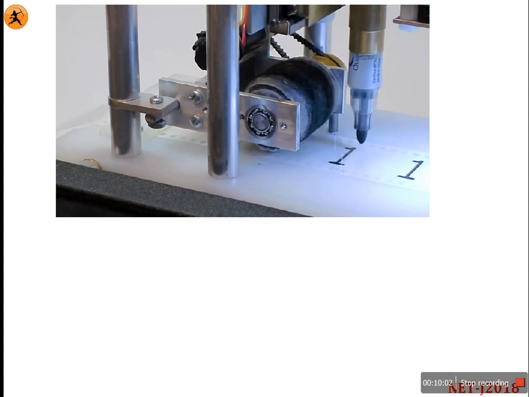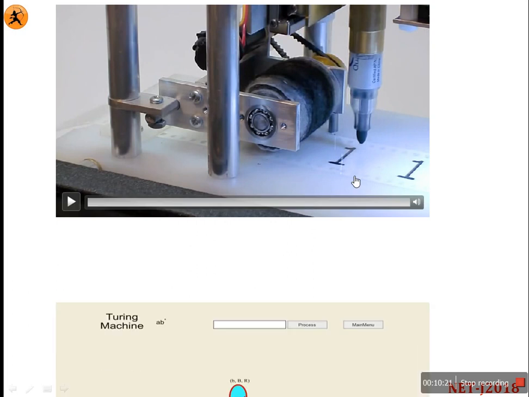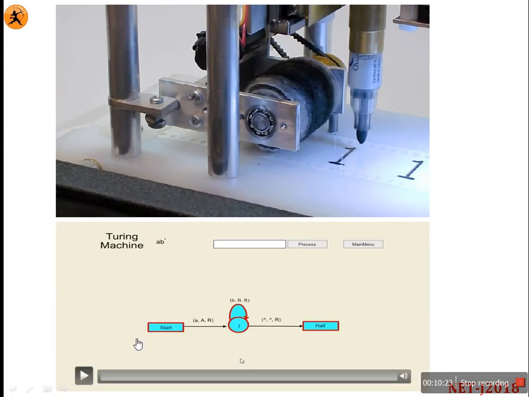This machine was developed around 1939-40 during the Second World War. This machine was used to encode or decode the signals, whatever communication signals were used. It was very useful in the Second World War. That's why it is very popular also. This is actually the Turing machine.